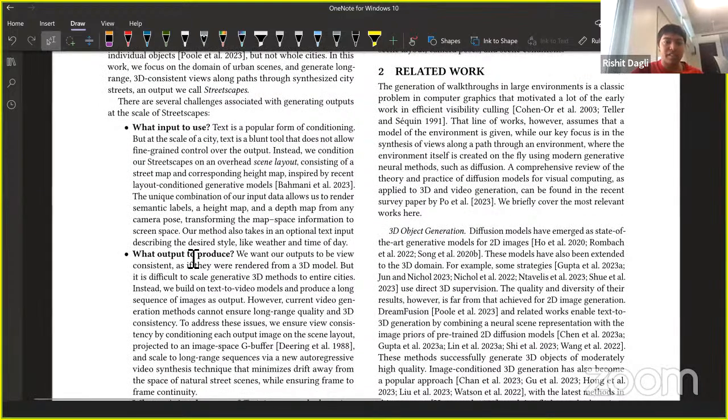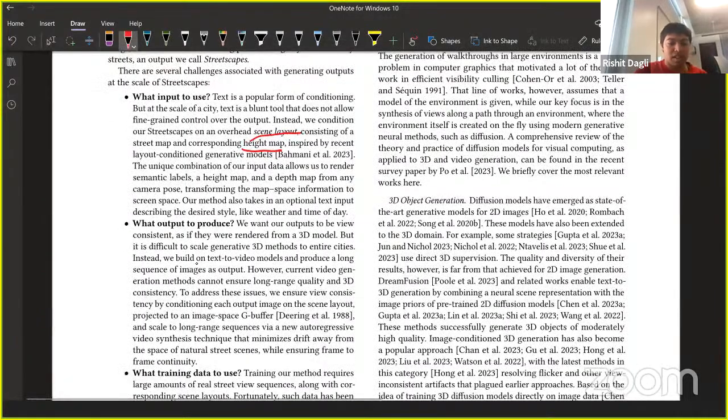So their intro starts with inputs and outputs. So they talk about the scene layout, which is an input, and then the height map, which is also an input. So these are the inputs, and then you have the video outputs. So yeah, that's what they do.